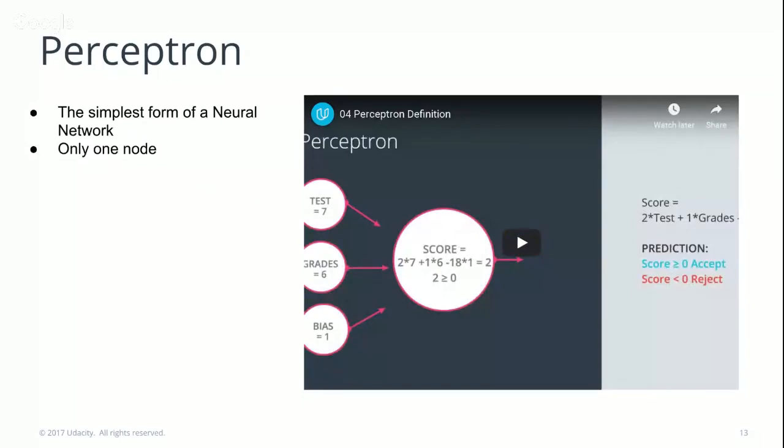Perceptrons are the simplest form of a neural network. With the perceptron, you're only looking at one node.